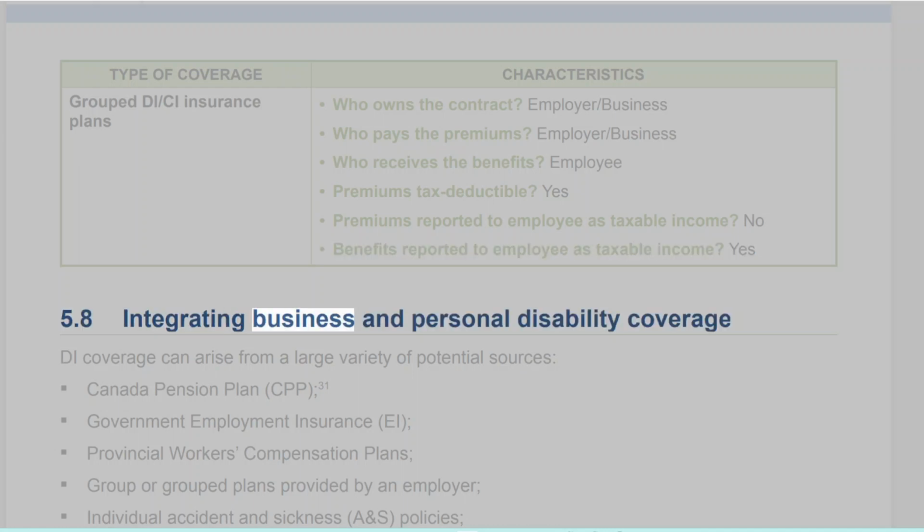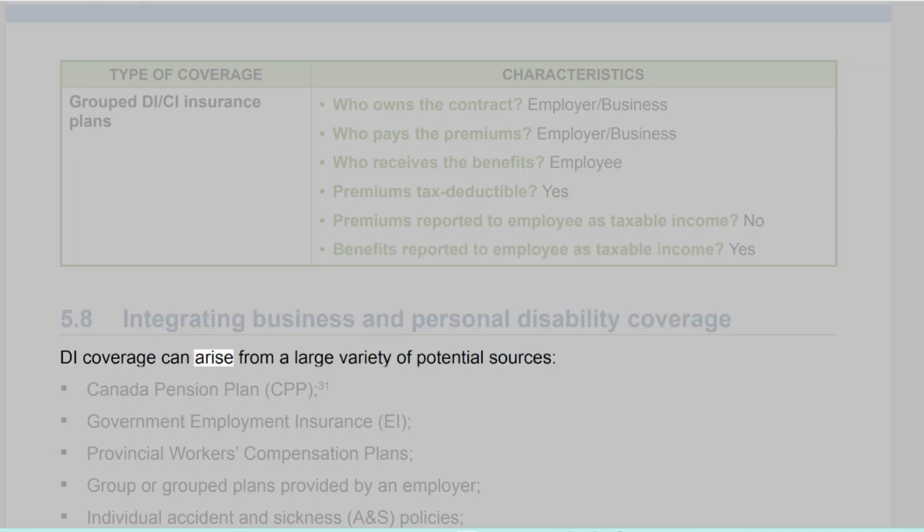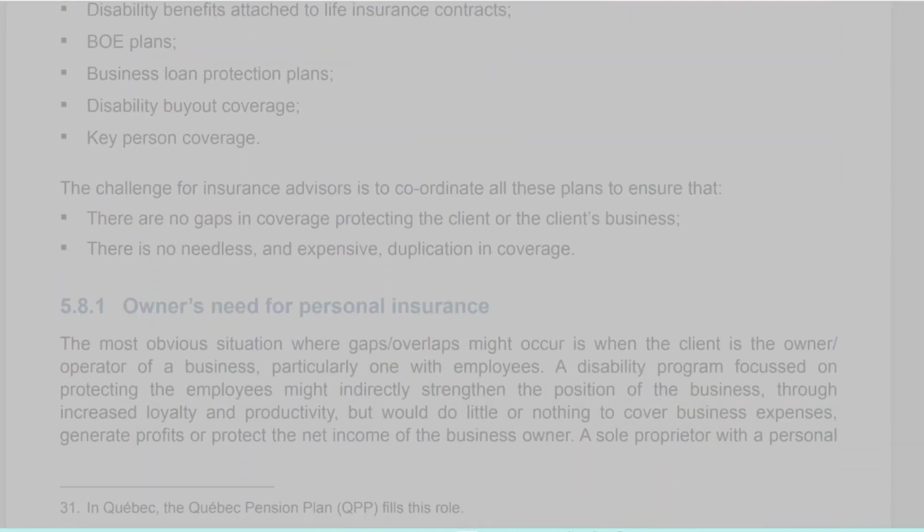5.8 Integrating business and personal disability coverage. DI coverage can arise from a large variety of potential sources: Canada Pension Plan, CPP; Government Employment Insurance, EI; Provincial Workers' Compensation Plans; group or grouped plans provided by an employer; individual accident and sickness, A&S, policies; disability benefits attached to life insurance contracts; BOE plans; business loan protection plans; disability buyout coverage; key person coverage.